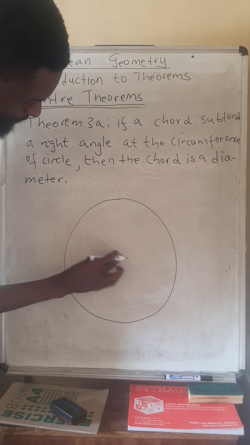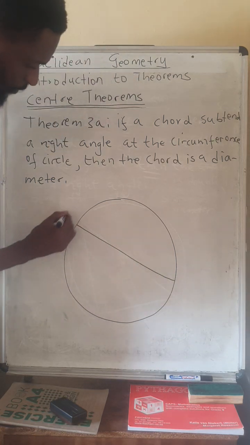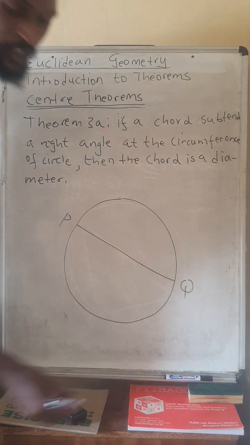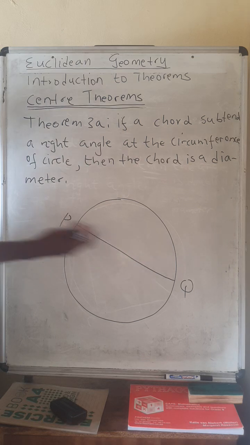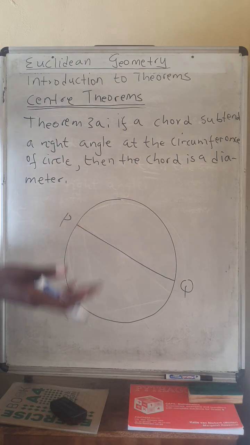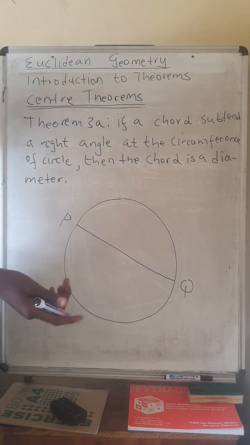I'm just going to give you guys a simple chord. Guys, remember, we never make assumptions. So PQ is not a diameter, it's a chord, because there is no center indicated on that line. Unless I tell you that it's a diameter, then yes. But in this case, PQ is just a chord. It's not passing through the center.